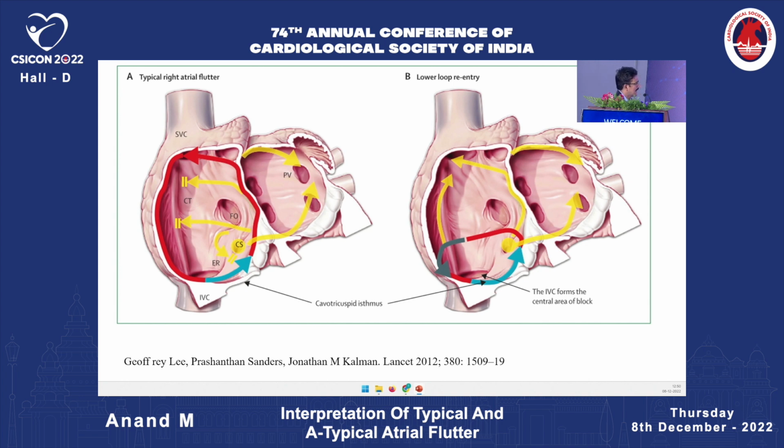So anteriorly it is formed by the tricuspid valve, and posteriorly it is the crista terminalis. Crista terminalis forms a barrier across which no electricity can pass. So it makes a complete circuit.